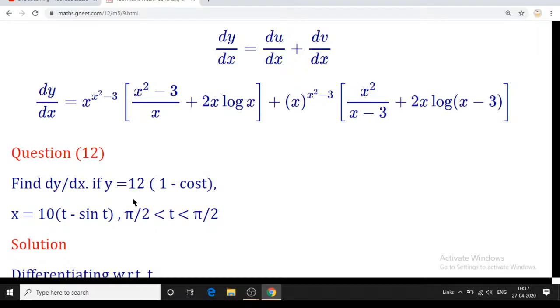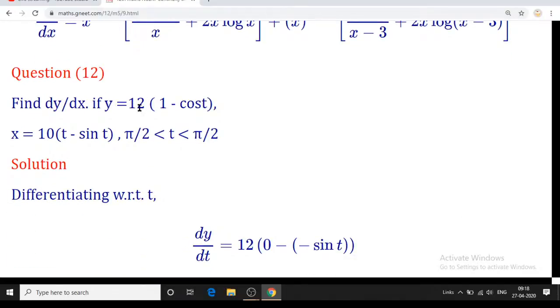Now I'm going to start with question number 12 because it is a partial. What they have asked is to find dy by dx. The function is given as y is equal to 12 into bracket 1 minus cos t, and x is given as 10 into bracket t minus sin t, where minus pi by 2 is less than t is less than pi by 2.